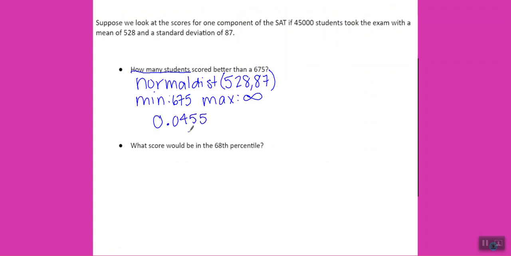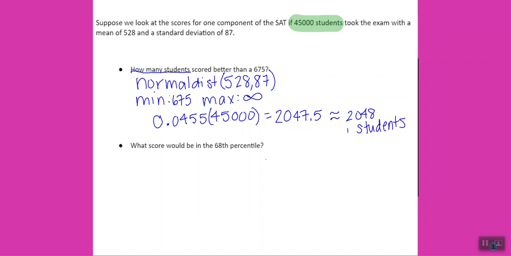But we're not going to multiply by 100 this time. That was for percentage. This time we want to know how many students. Well, 45,000 students total took the exam. So we're going to multiply this by 45,000. That gives us 2,047.5, which would be approximately 248 students. Can't have half a student.